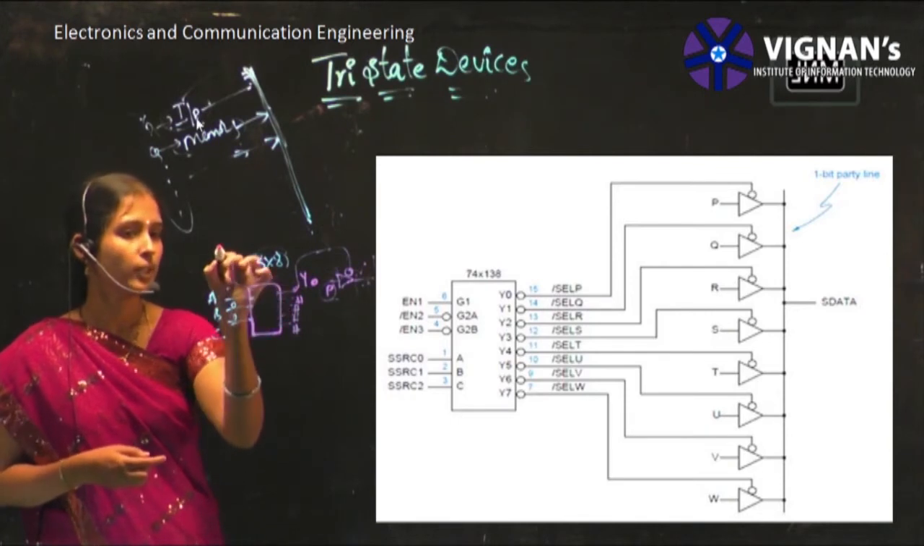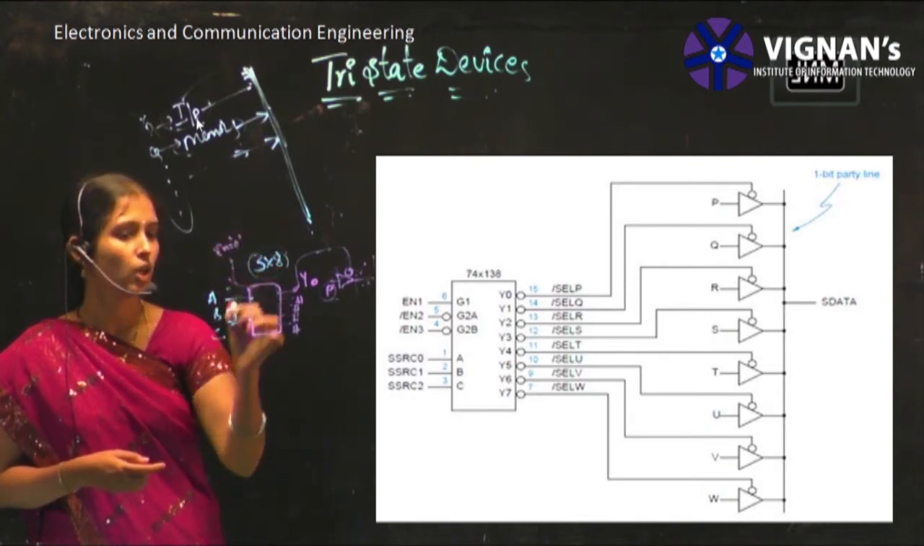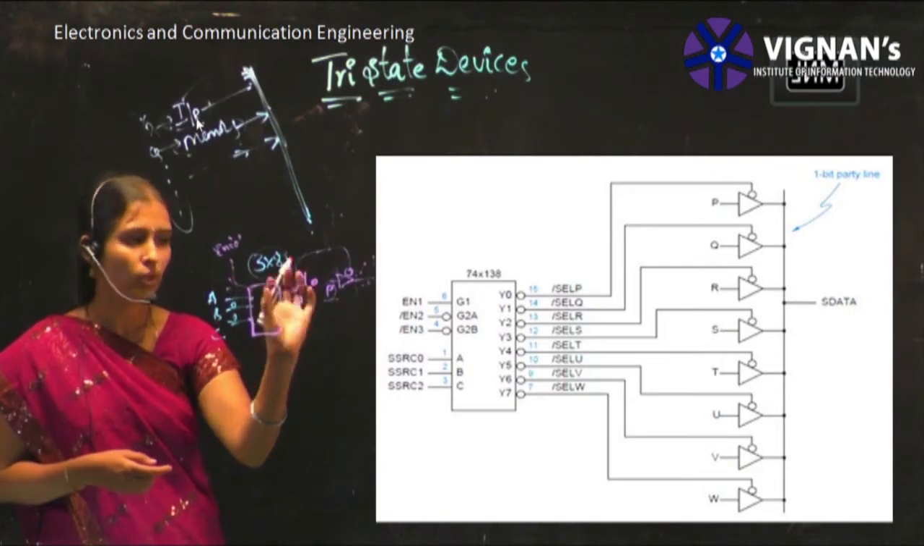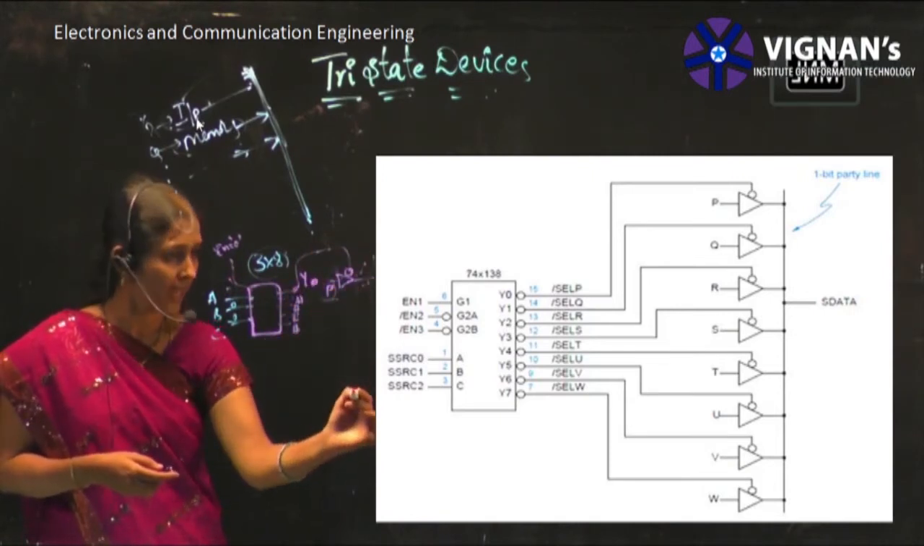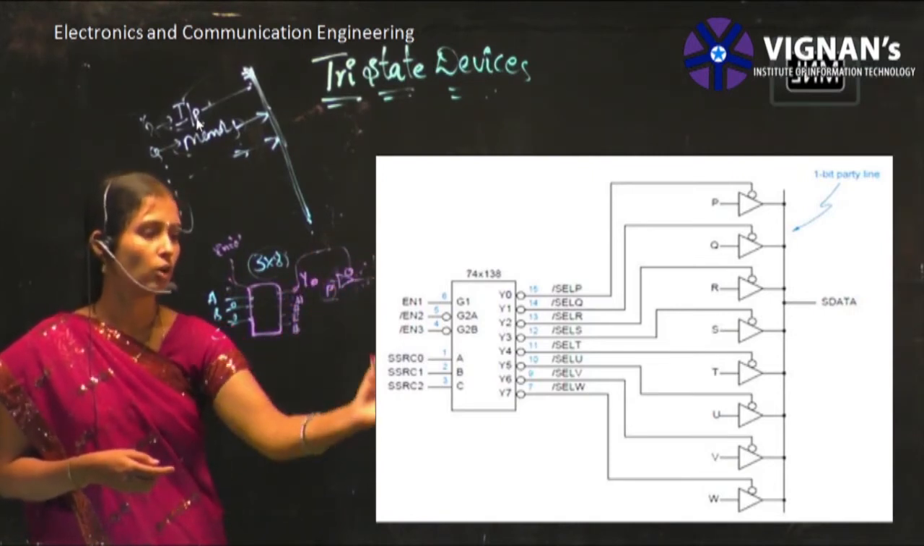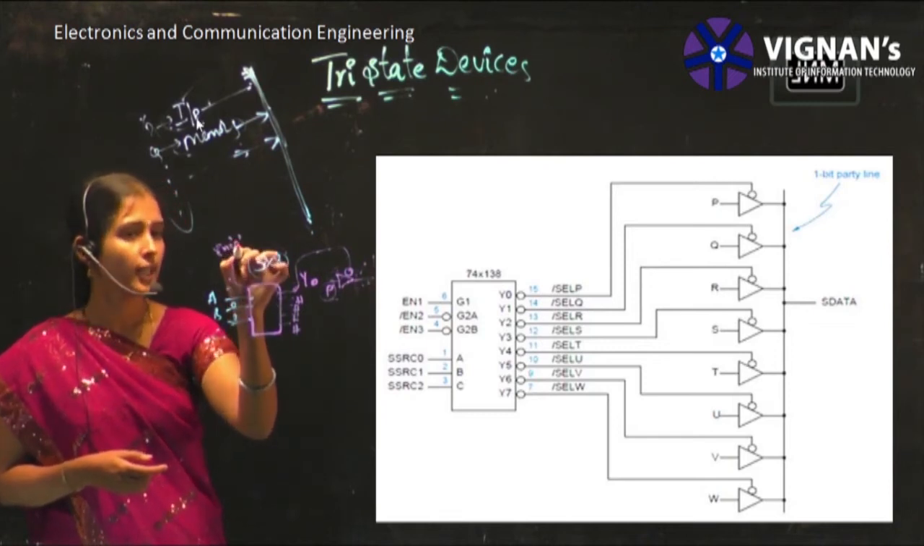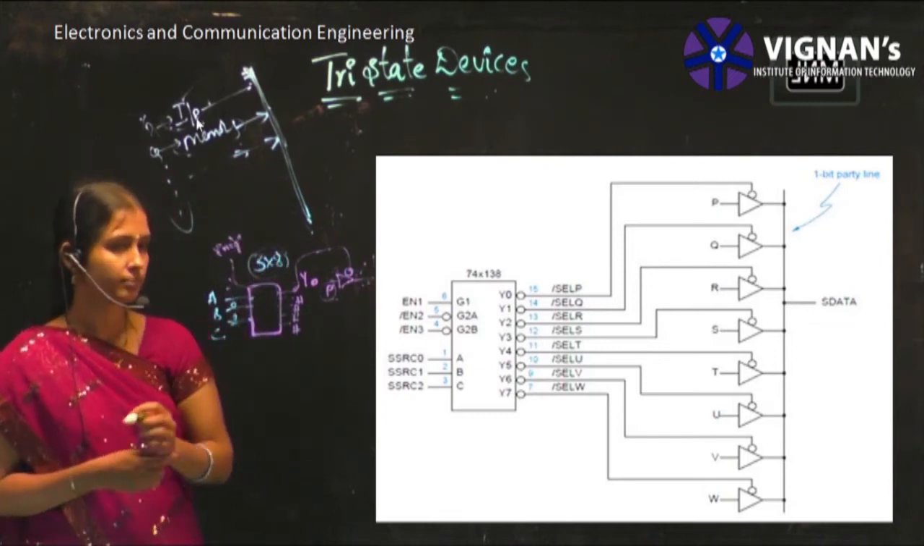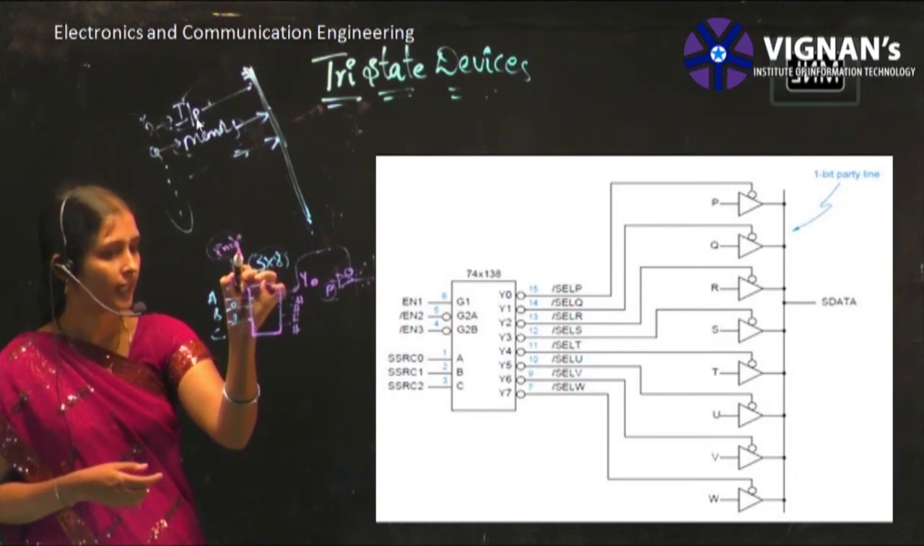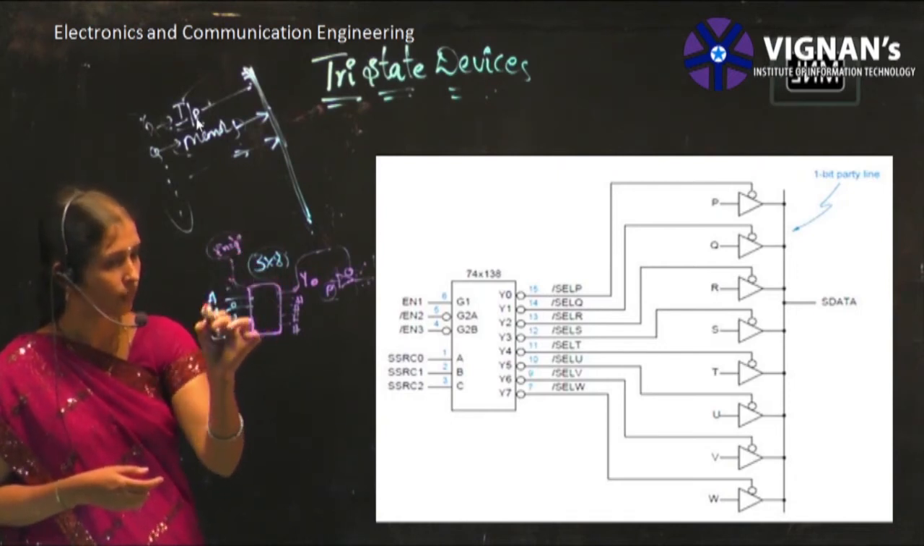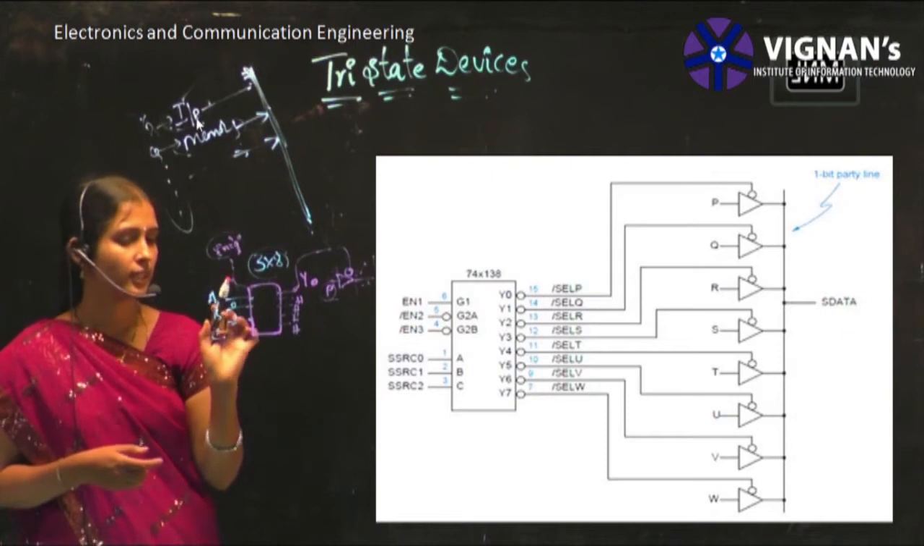Suppose your enable input is equivalent to 0, what happens? Whatever may be the input, no outputs are assigned, so all the outputs will be active high, so you will not get your output at the common bus. Suppose enable input is equivalent to 1. See here, depending upon your enable input, whatever your data or input will be accessed by the output.